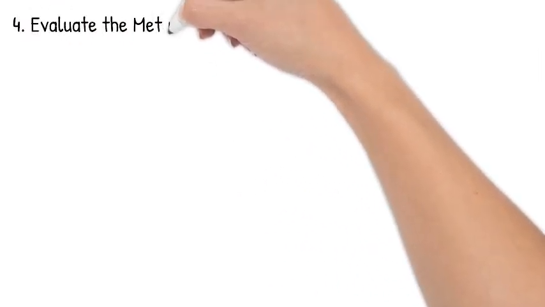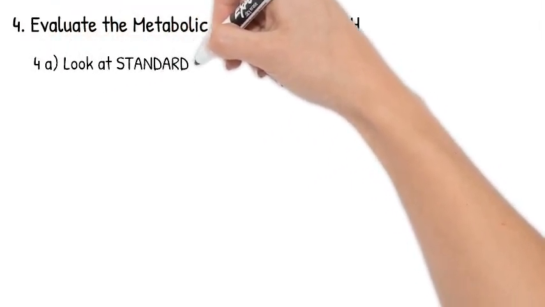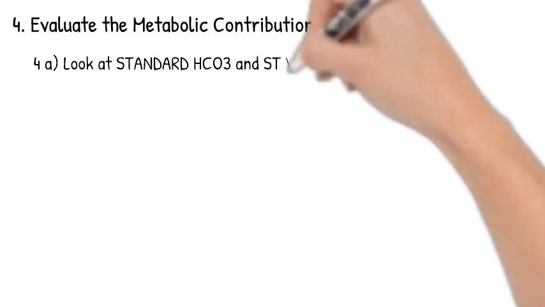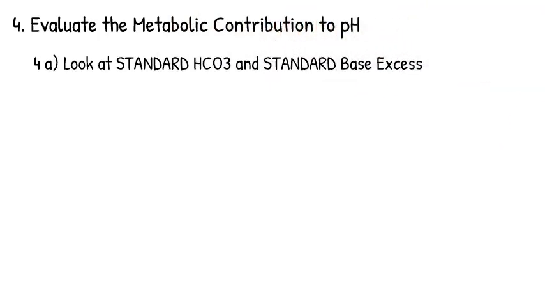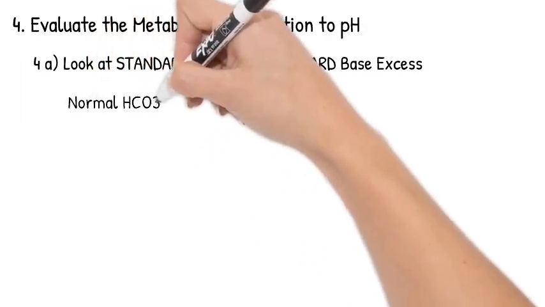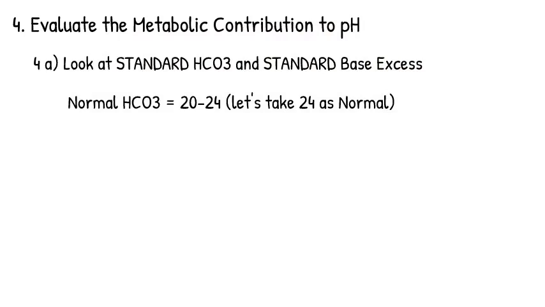The fourth thing we are going to look at is the metabolic contribution to the pH. And there's a couple of things we're going to look at. First of all, the standard bicarb and the standard base excess. You must make sure to look on your blood gas that it says standard, because the calculated value means nothing. It must say standard. So the normal bicarb is 20 to 24. So let's take 24 as the absolute normal value.